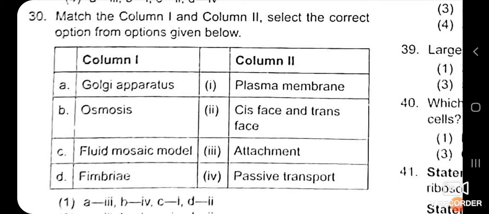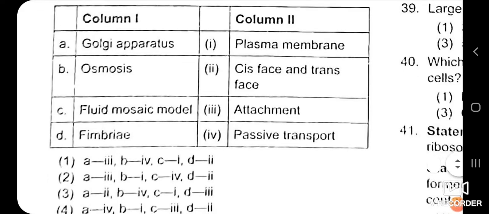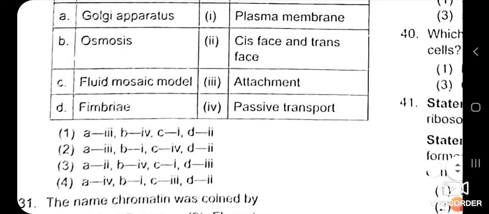Fluid mosaic model was given by Singer and Nicolson, and it is for the plasma membrane. And fimbriae are the surface extensions found particularly in bacteria, in a prokaryotic cell, and they are involved in attachment. So the answer of the question is the third option. You can check how the third option will be correct for this MCQ. If we match the correct answers, you will get option 3.